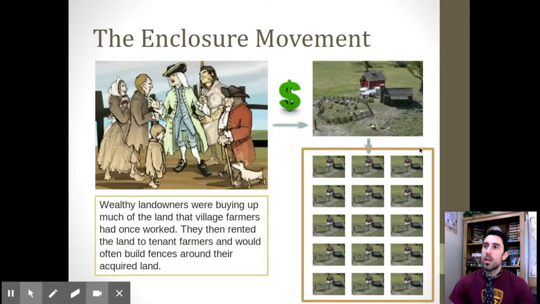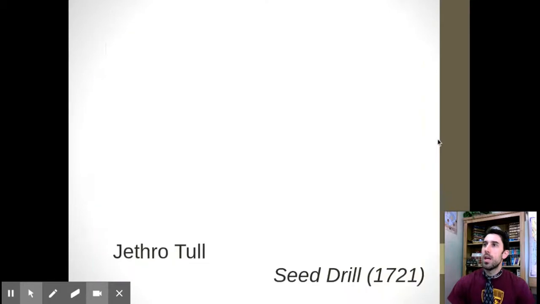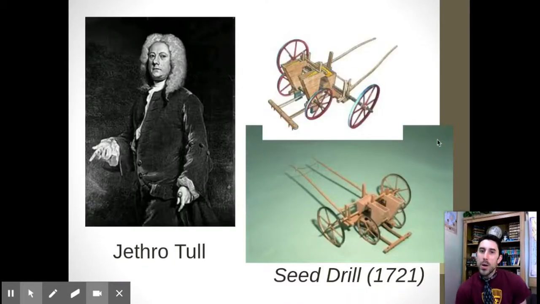Okay, so the enclosure movement had to happen for the agricultural revolution to happen, which made more profit from land and also made more food, a more efficient creation of food and yields of both crops and livestock. So the enclosure movement is very important to consider. And now we get to our first dude, our buddy Jethro Tull.